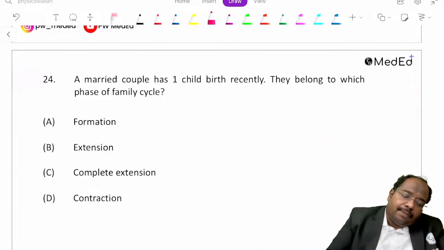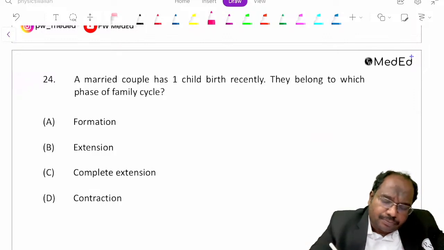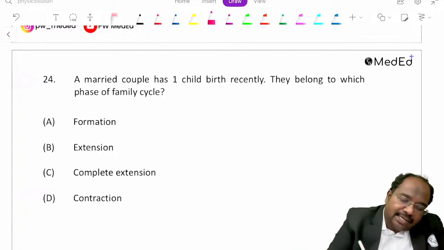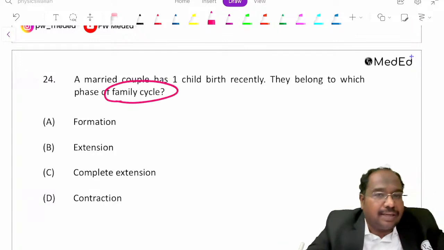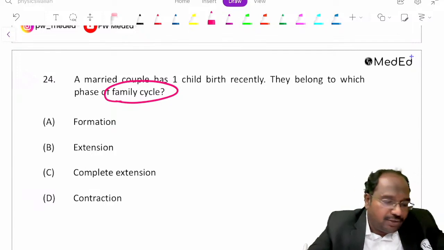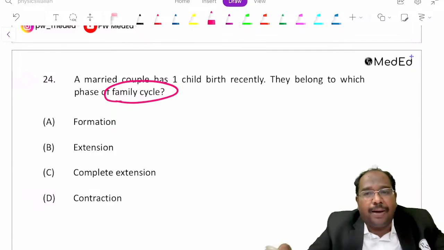Now, a married couple has a recent childbirth. They belong to which phase of the family cycle? The question is about the family cycle. Okay, fine. I will show the image from the textbook of Park.